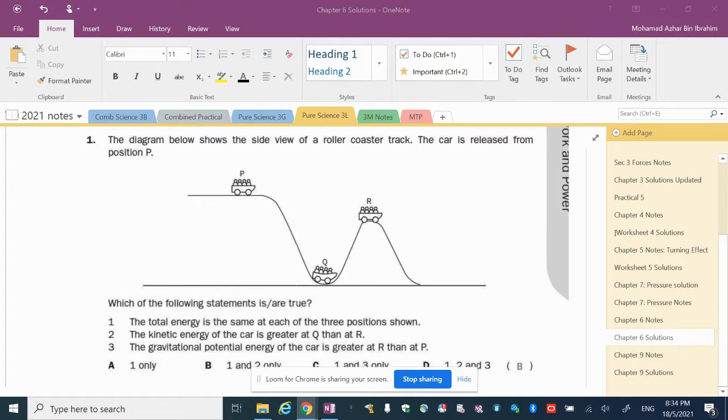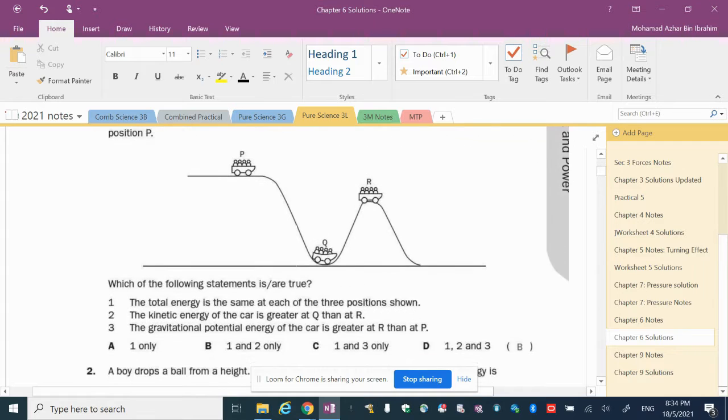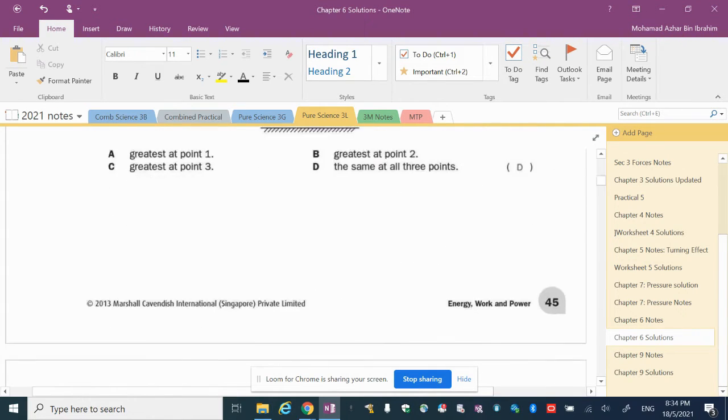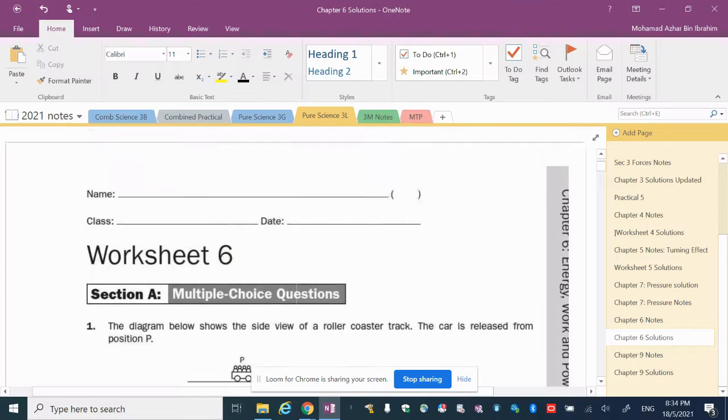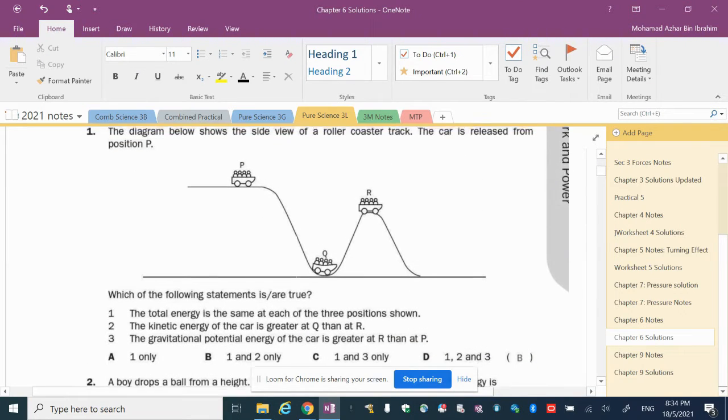Okay, hi guys. We are going to cover the solutions in worksheet 6. There are some questions that I already covered. Some I will skip past because I think they are relatively easy. All right, so let's not hesitate. I'll just go into the solutions.